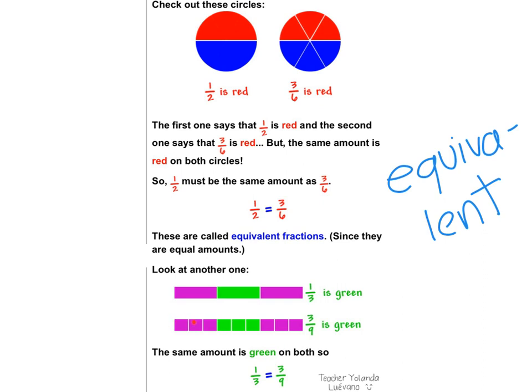Let's check 1, 2, 3, 4, 5, 6, 7, 8, and 9. 3/9 of it is green. The same amount is green on both, so they are equivalent fractions. So that means that 1/3 equals 3/9. Let's see if we can check it also by doing a multiplication. 1 times 3 is 3, and 3 times 3 is 9.